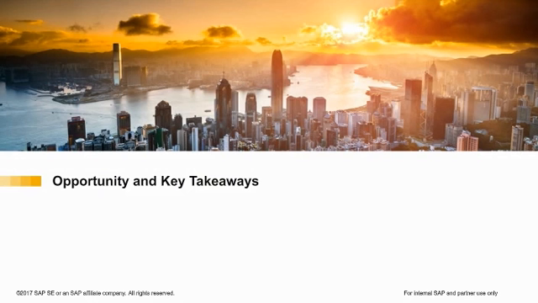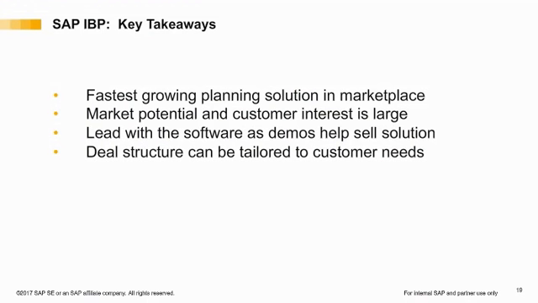Opportunity and key takeaways. The main messages that should be sent after this session are: SAP IBP is the fastest growing planning solution in the marketplace. There is a big opportunity as market potential and customer interest is large. Lead with the software as demos help sell solutions. Deal structure can be tailored to customer needs.